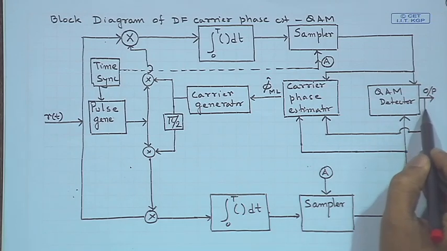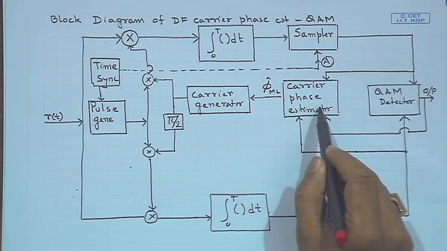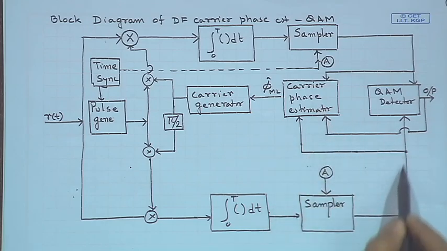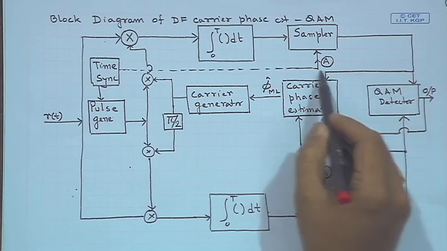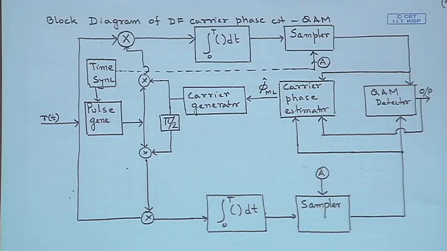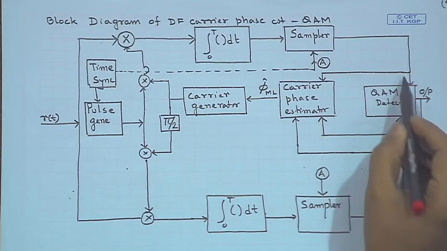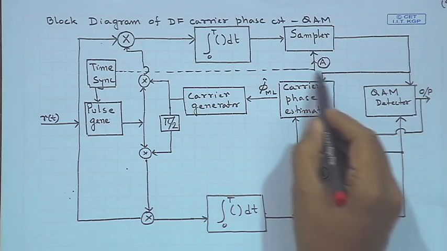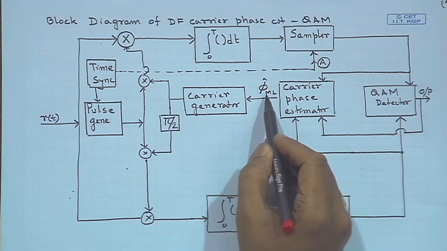Once you have decoded the QAM, you would feed it to the carrier phase generator, as well as feed these outputs of the samplers. You can recall that in the decision feedback for PAM, we had used I_n, that is the data sequence, and the output of the matched filter, which is Y_n. So, using them you can find the phi ML.